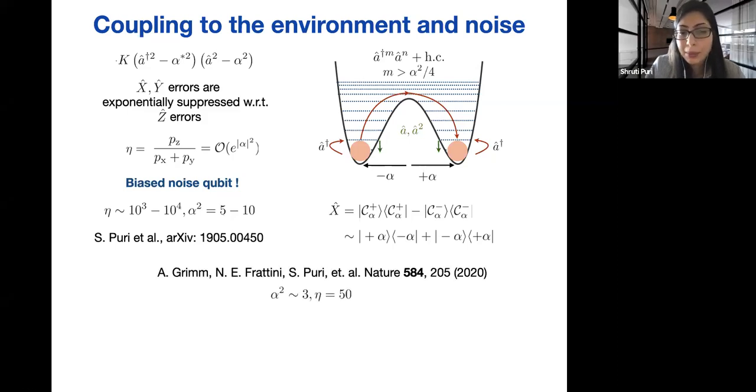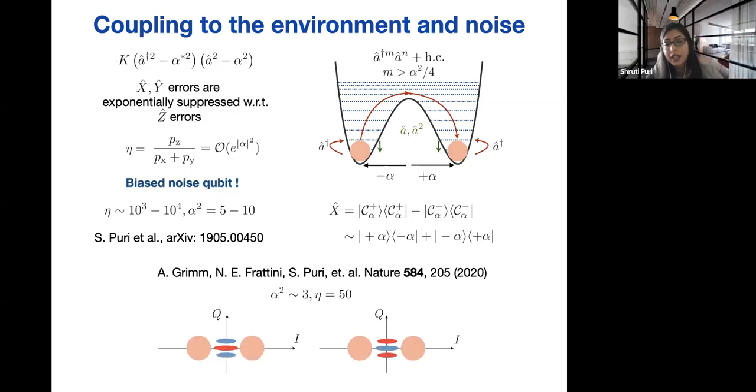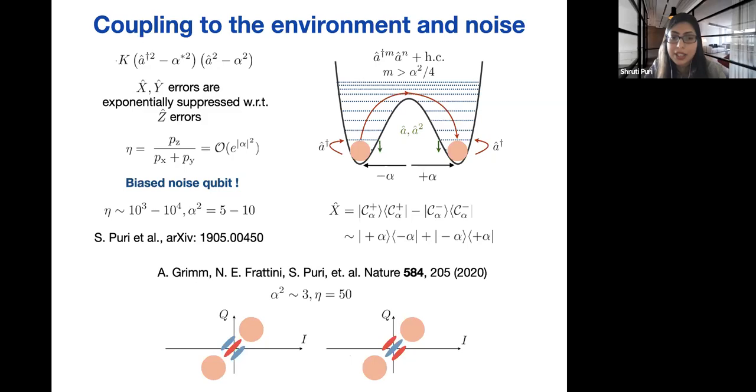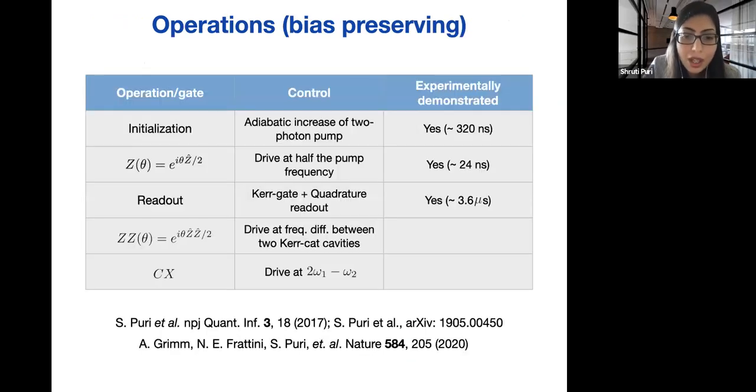In the current experiment, the bias is about 50, but this is just for very small size cats. We haven't reached the threshold for the exponential. We haven't reached alpha square of 5 yet. We are just at alpha square of 3. And this is true for all orientations of the cats, whether you're along the x-axis or any rotated axis, it doesn't matter.